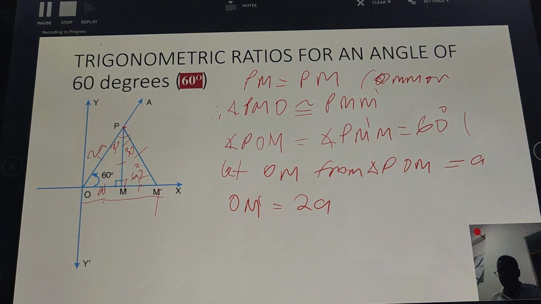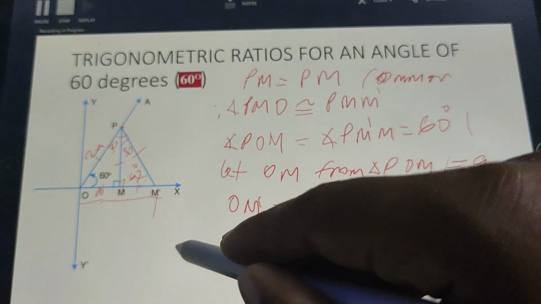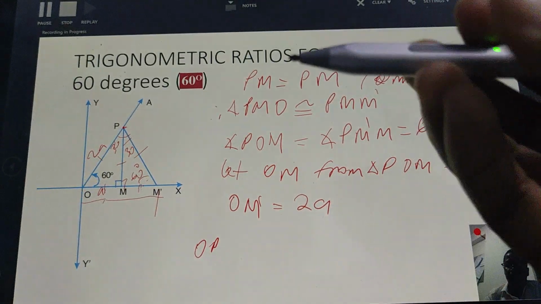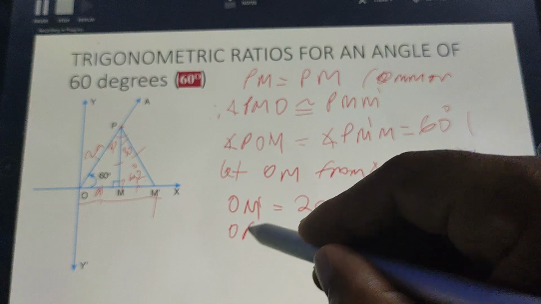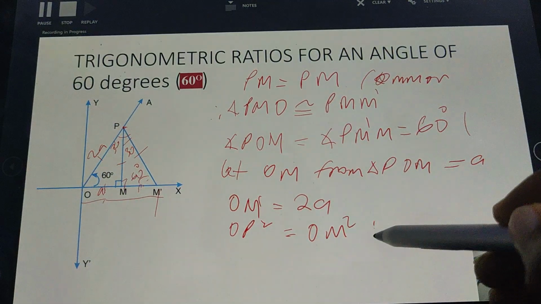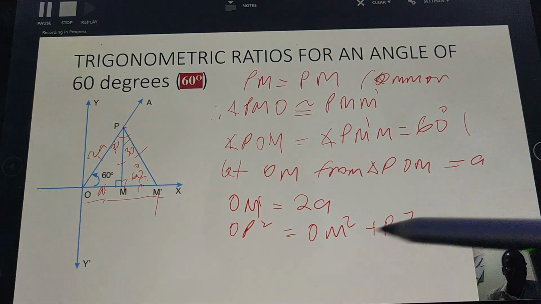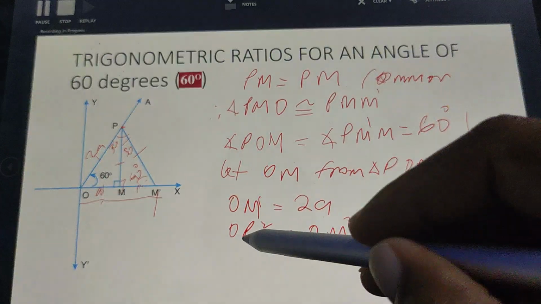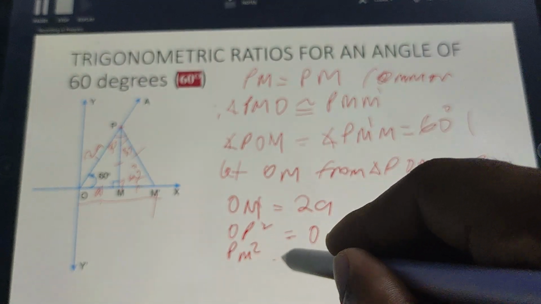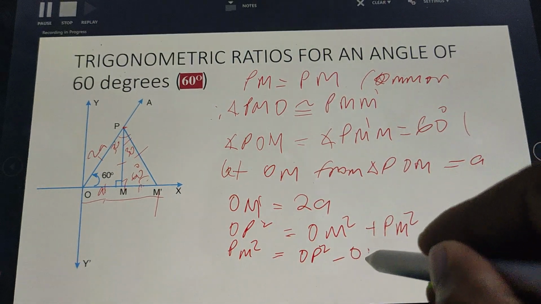We are remaining with PM. We use the Pythagoras theorem as well to find PM. So we will consider triangle OPM. OP squared should be equal to OM squared plus PM squared. Remember, in this case we want to find PM. So let's make PM squared the subject of the formula: PM squared will be equal to OP squared minus OM squared.